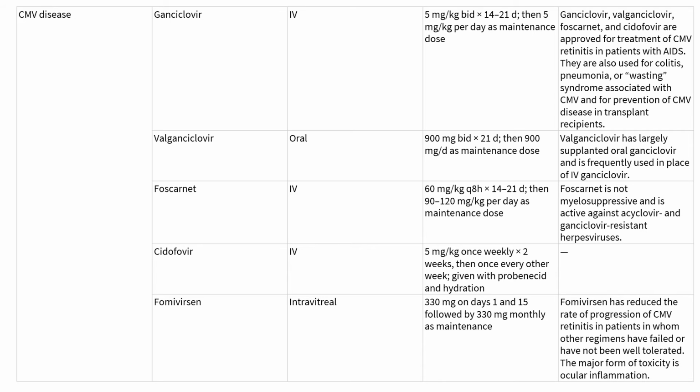Okay. For instance, here in the comment, valganciclovir has largely supplanted oral ganciclovir and is frequently used in place of the intravenous one. As we have said, it has a very good absorption and pharmacokinetic profile. Here is intravitreal, injected inside the eye into the vitreous. Fomivirsen has reduced the rate of progression of cytomegalovirus retinitis in patients in whom other measures have failed or not tolerated.